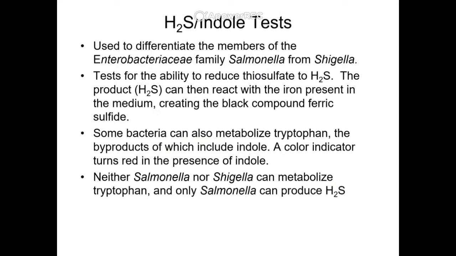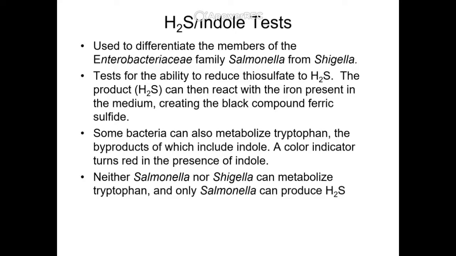Next are the hydrogen sulfide indole tests. These are used to differentiate members of the Enterobacteriaceae family, Salmonella and Shigella. This tests for the ability to reduce thiosulfate into hydrogen sulfide. The product, hydrogen sulfide, can then react with the iron present in the medium, and this creates a black compound called ferric sulfide. Some bacteria can also metabolize tryptophan, and the byproducts of which include indole.